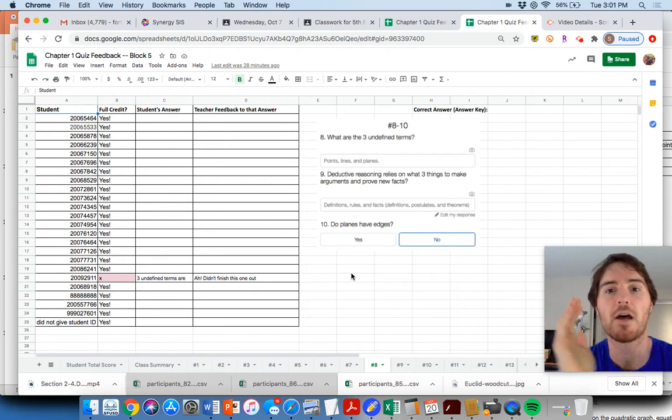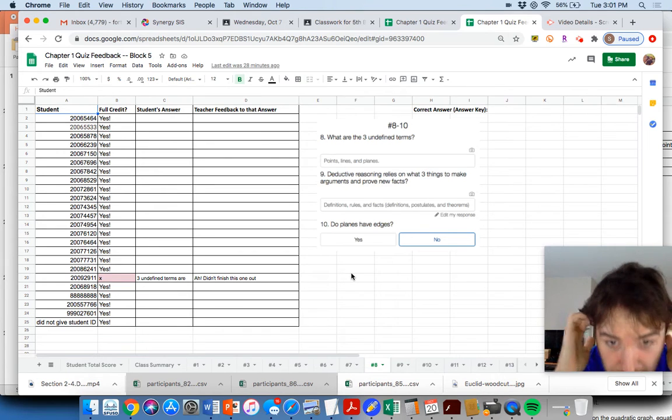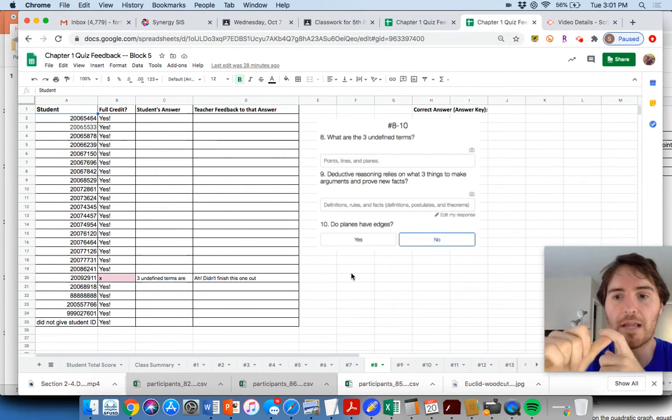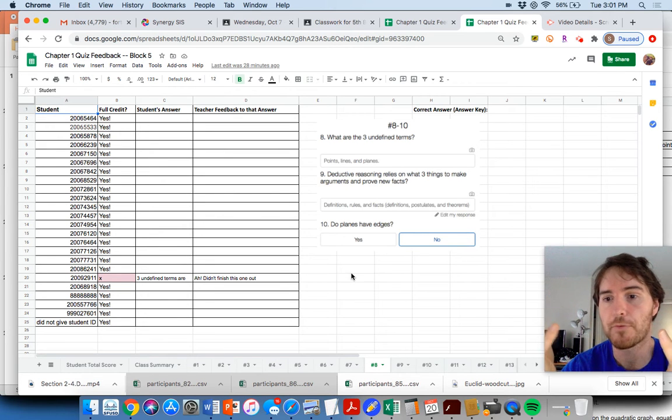All right, everybody almost got this one right. The undefined terms. This is just section 1.1. We had to start geometry somewhere. We didn't define what lines, planes, and points are. Those are the 3 undefined terms because we had nothing to define them through.